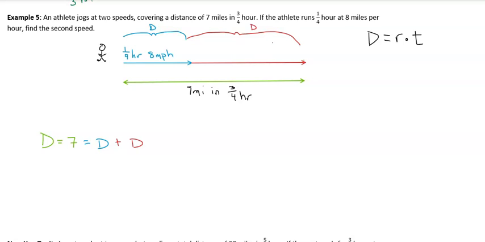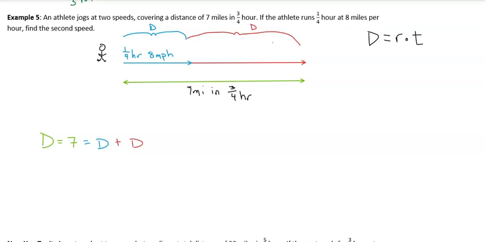We don't know how fast they ran the other half. That's what we're looking for. But we do know how long they went. So the one thing we know here is that the total that they ran was 3/4 of an hour or 45 minutes. So let's look at how long they ran here in terms of time.